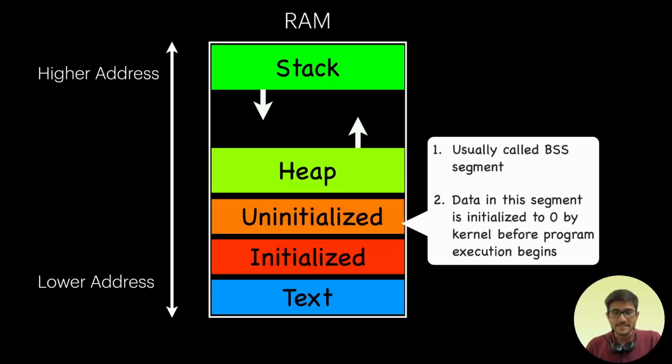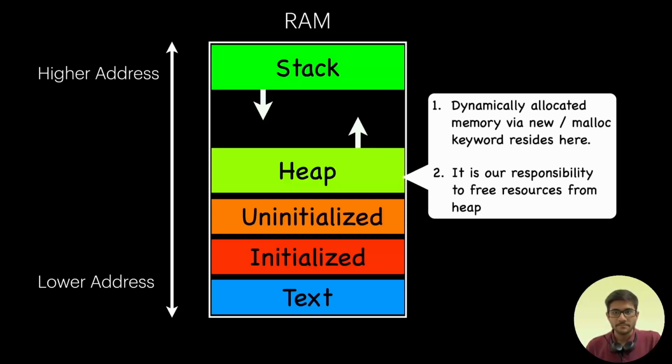Moving on to the uninitialized section. This is usually called the BSS segment. Data in this segment is initialized to 0 by the kernel before the program starts executing. So when we have any static or global variable that is uninitialized, it will be stored in this section. If you have written C++ code before, you must have noticed that any uninitialized static or global variable is by default initialized with 0. That happens because the kernel initializes it with value 0.